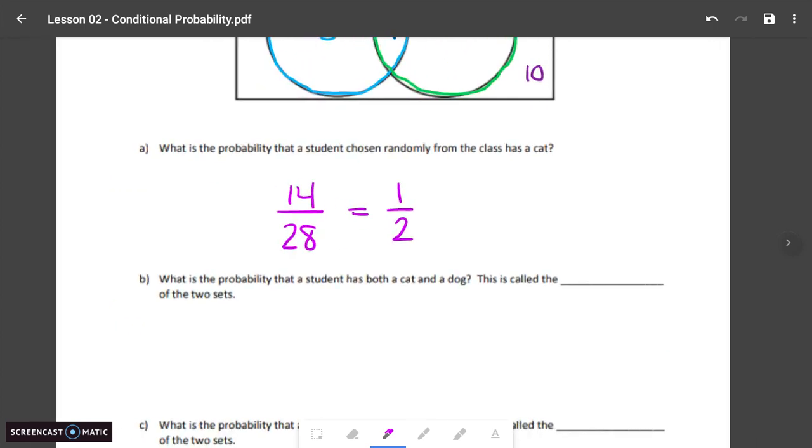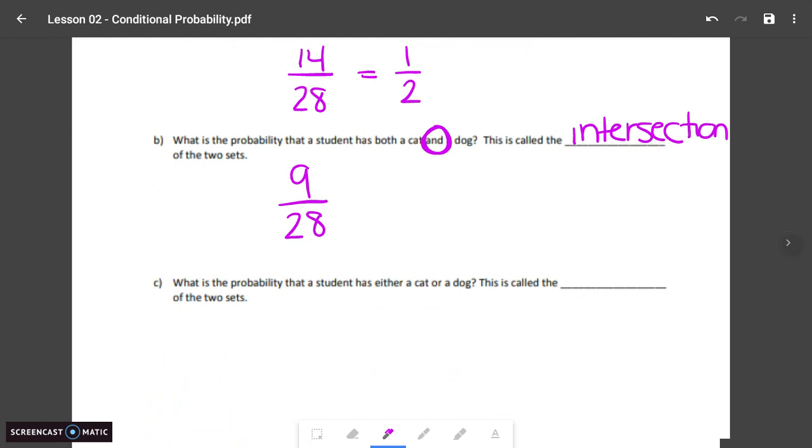Now for part B, what is the probability that a student has both a cat and a dog? Remember, this is called the intersection, because it's asking us to do both categories. The key word is "and," so it needs to have a cat and a dog. That happened for 9 students out of the 28. And that can't be simplified, so we'll just leave it like that.